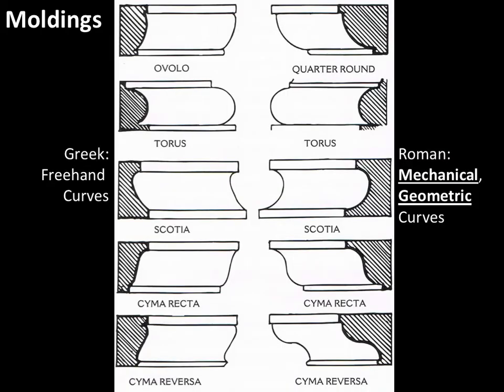Okay, I also have to talk about the decorations. So let's look at moldings. Here you have a comparison of Greek molding shapes with Roman molding shapes. Again, the Romans stole everything from the Greeks, but then they changed them a little bit. And the thing that the Romans did was make all of the curves mechanical. You can swing those curves with a compass, whereas the Greek curves are all graceful freehand curves.